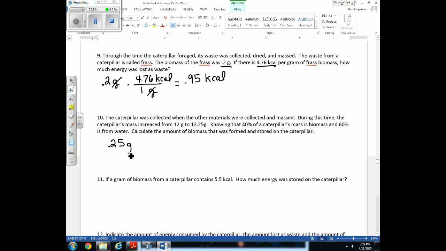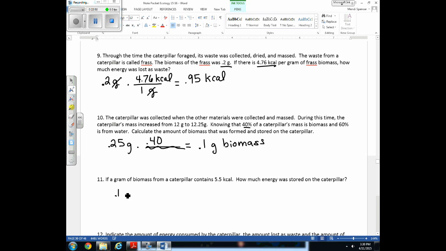Now, some of that is organic molecules, biomass stored, and some of it is due to water. So it says, knowing that 40% of a caterpillar's mass is biomass, which means 60% is water, calculate the amount of biomass that was formed and stored on that caterpillar. 0.25 grams, that includes water and biomass. We know that just 40% of that amount is going to be biomass. So when we multiply those together, that means that that caterpillar only stored 0.1 grams of biomass on its body. How many kilocalories was stored on that caterpillar?